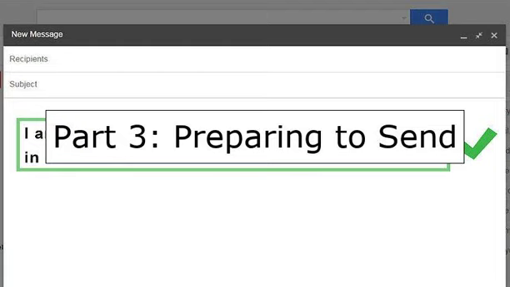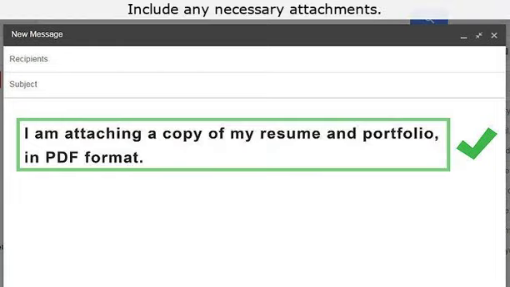Part 3. Preparing to send. Step 1. Include any necessary attachments. If you need to include any attachments, make sure to mention them in the body of the email to let the recipient know that they are included. Be courteous by trying to keep the number of attachments and their file size down, and by using common or widely compatible file types. For example, include a note like, "I am attaching a copy of my resume and portfolio, in PDF format."